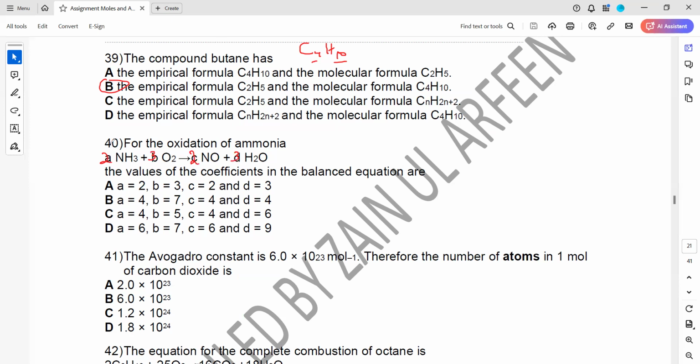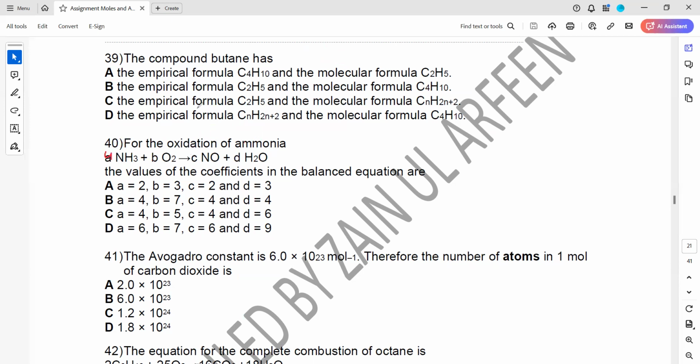If I check nitrogen, 2 here, nitrogen 2, okay, nitrogen is balanced. Hydrogen 6, it's balanced. Oxygen 6, but on the other side oxygen is 5, like 2 here and 3 here makes 5. So this does not balance.